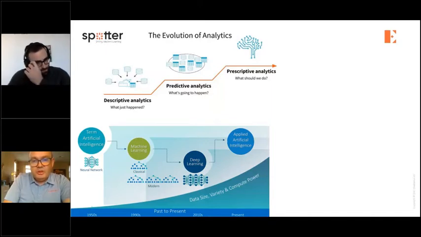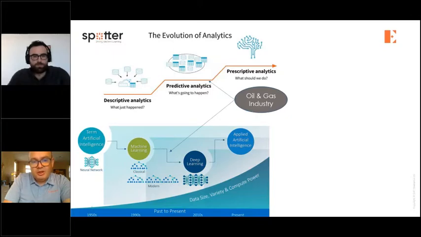And where do we sit with oil and gas? Well, we're actually somewhere here. We are in the predictive analytics step, and we are probably about 10 years behind how machine learning is used in other industries, in the medical industry or internet or space or any other industries. So we are behind, and for some very good reasons.